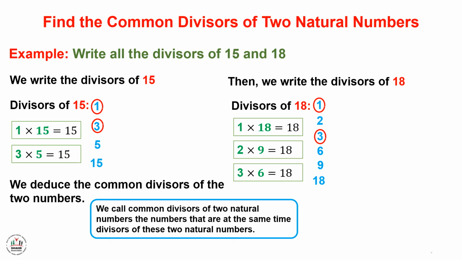2, 6, 9, and 18 are divisors of 18, but not divisors of 15. So these numbers are not common divisors of 15 and 18. So the common divisors of 15 and 18 are 1 and 3.